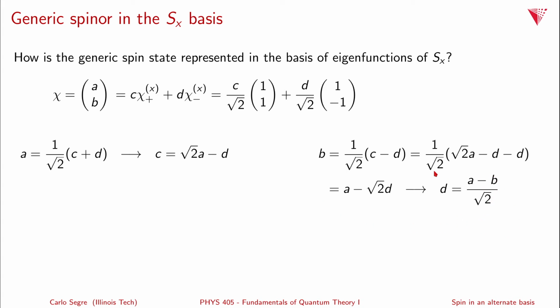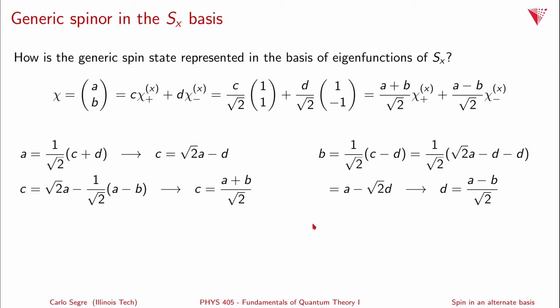If I then take this value and put it back into here, for c, I get c is equal to square root of 2a minus 1 over the square root of 2a minus b. And this simplifies to c is equal to a plus b over the square root of 2. So c is equal to a plus b over the square root of 2, and d is equal to a minus b over the square root of 2.